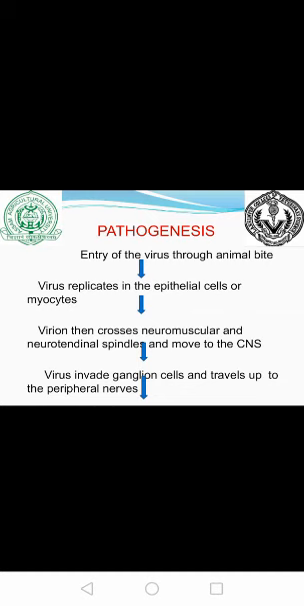Pathogenesis. Entry of the virus through an animal bite. Then the virus will replicate in the epithelial cells or myocytes. The virus then crosses neuromuscular and neurotendinal spindles and moves to the central nervous system. The virus then invades the ganglion cells and travels up the peripheral nerves.